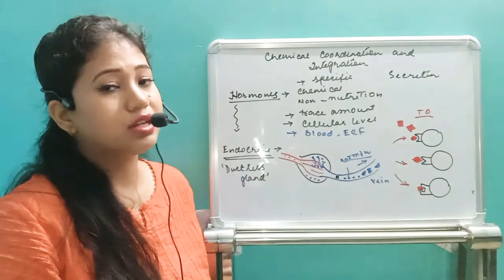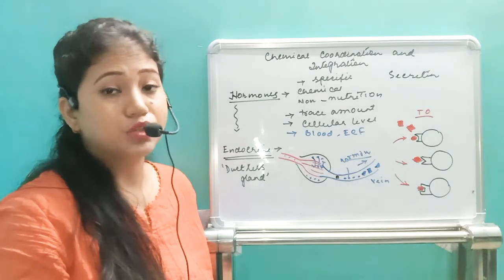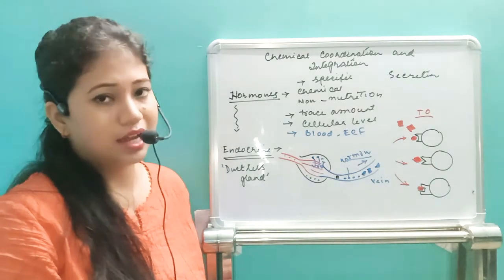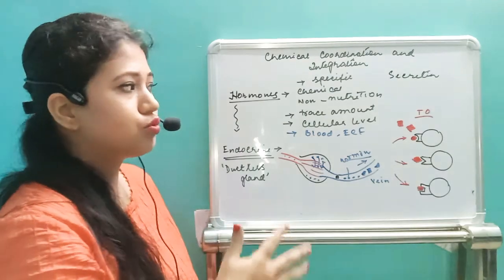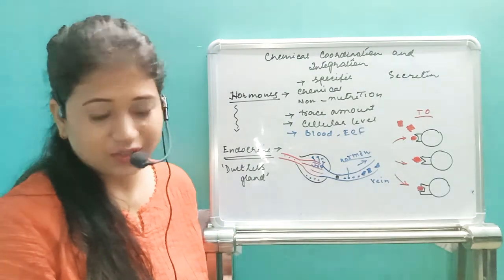What is the smallest endocrine gland of our body? That will be the pituitary gland. And what is the largest? It is the thyroid gland. So let's move to each and every endocrine gland and their functions.